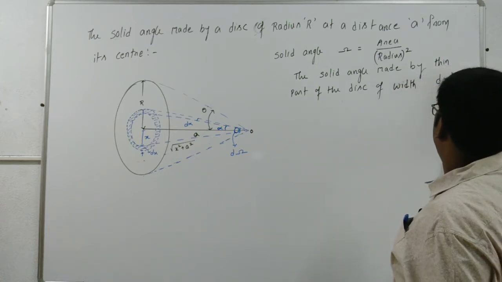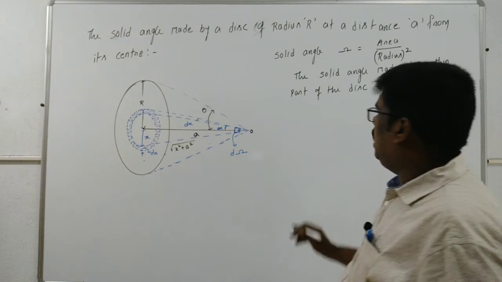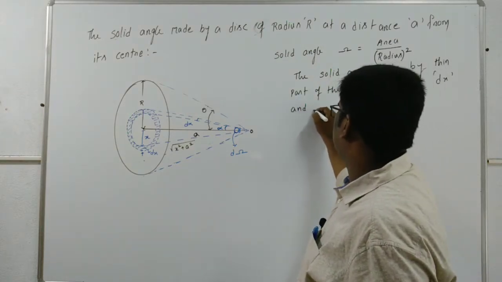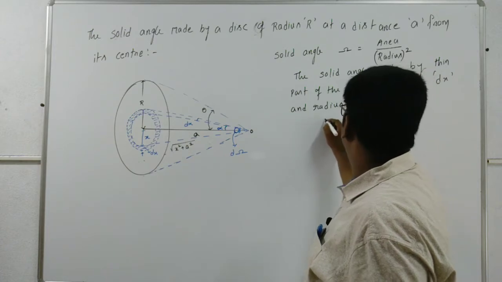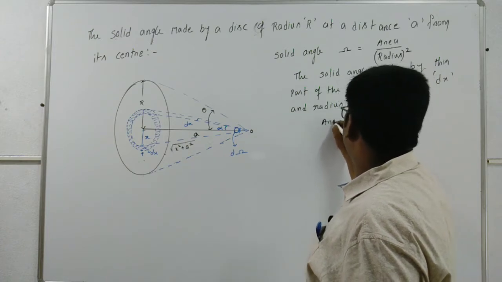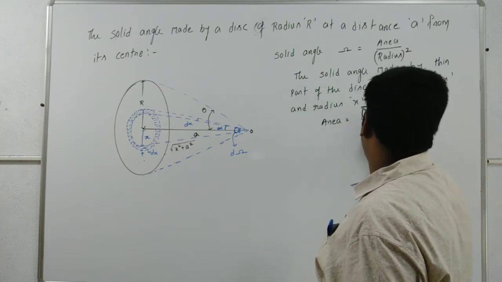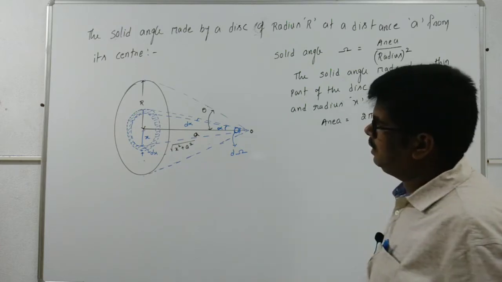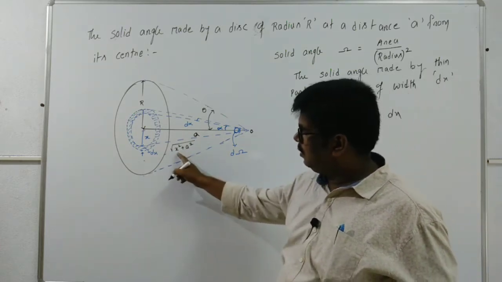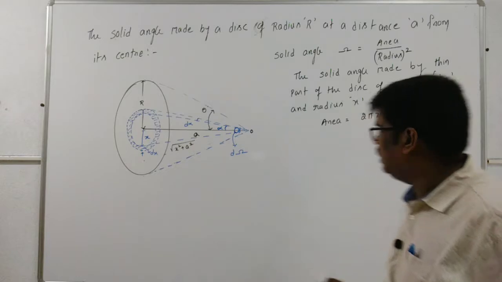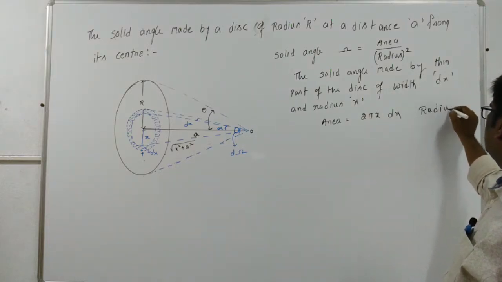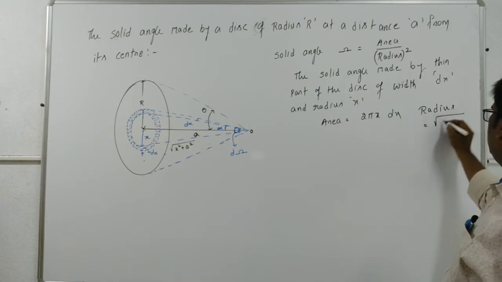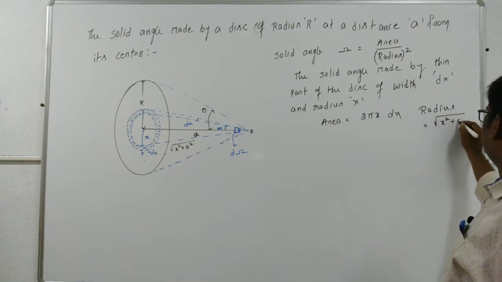Width dx and radius x. That is, the area is nothing but 2 pi x into dx. And the radius here is root over x square plus a square.